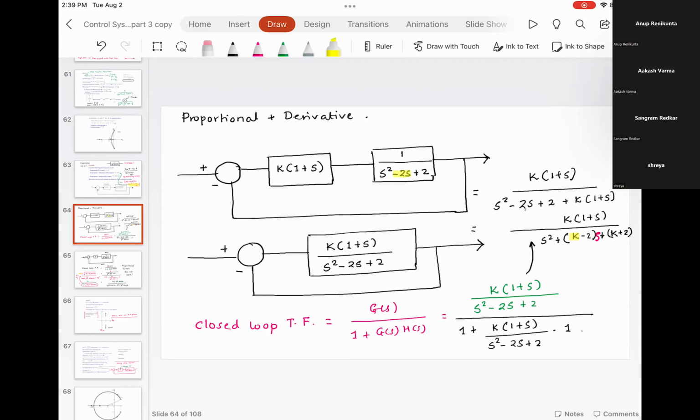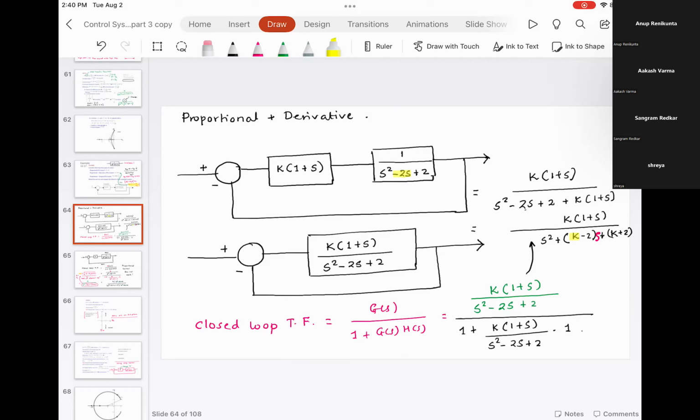For k larger than 2, it will still be stable. So k equal to 2 is the threshold. If you use proportional plus derivative control, and if you set the k value equal to 2, your system would exhibit stable behavior. Are you with me so far? That's what it means.